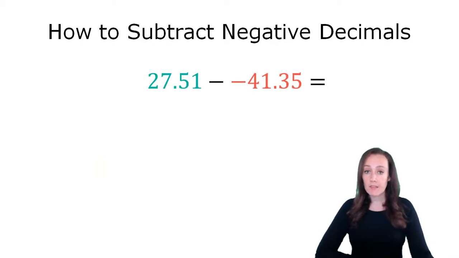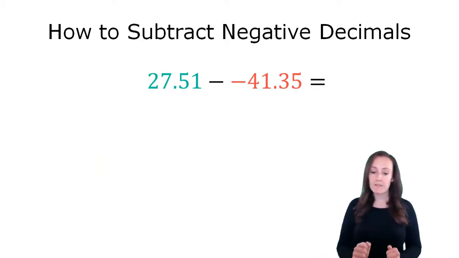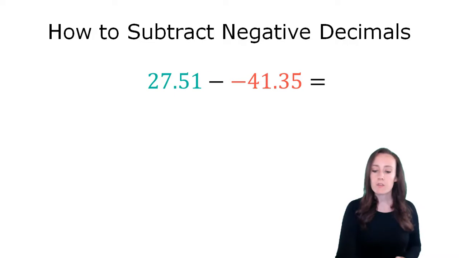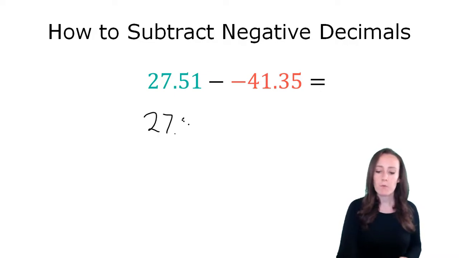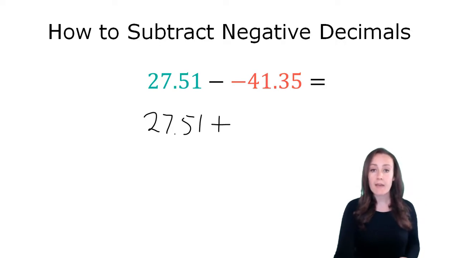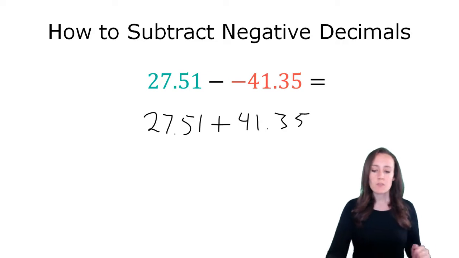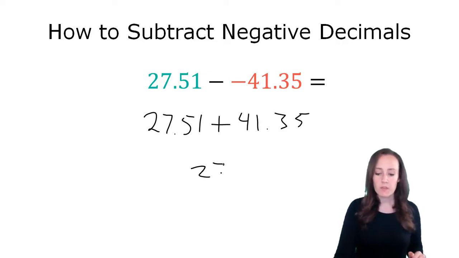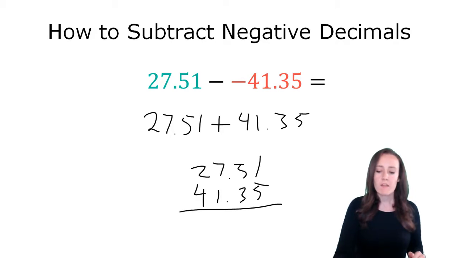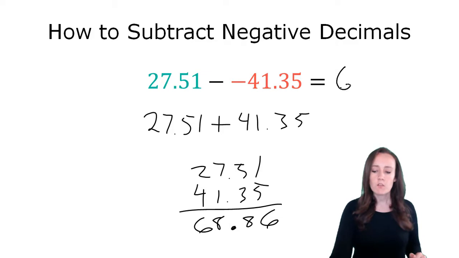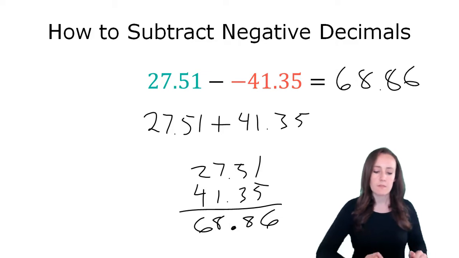So if you had something like this problem where you're subtracting a negative decimal, the way that you would do that is you would rewrite it as 27.51 plus the opposite of that. So if you add a positive 41.35, then you can just add those two decimals together and you do 27.51 plus 41.35. That would give you 6, 8, bring down the decimal, 7 plus 1 is 8, 2 plus 4 is 6, and so you get 68.86.